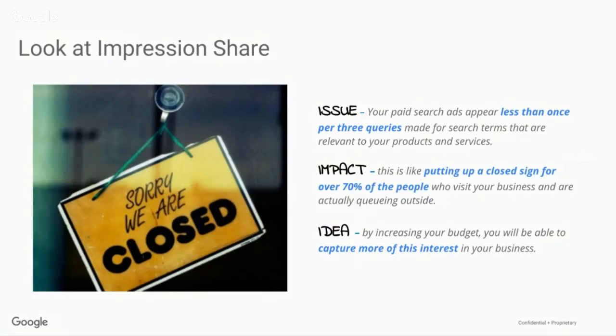So it's really important that you have high impression share. By increasing the budget, you'll be able to increase your impression share, increase your market share, and capture more people, more interest in what you have to offer.